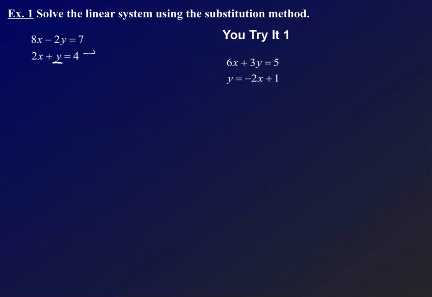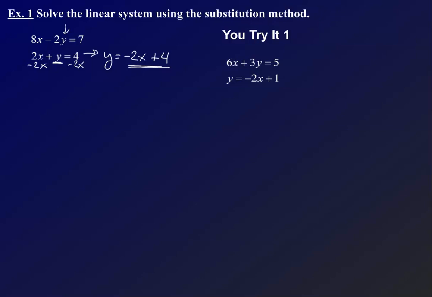So first thing we want to do is get everything to the other side except for the y. So I'm going to subtract the 2x from both sides. So we get y equals negative 2x plus 4. Now I can substitute this in for the y in the first equation.